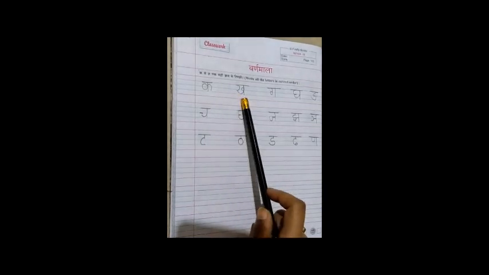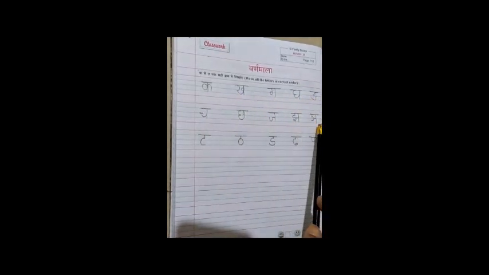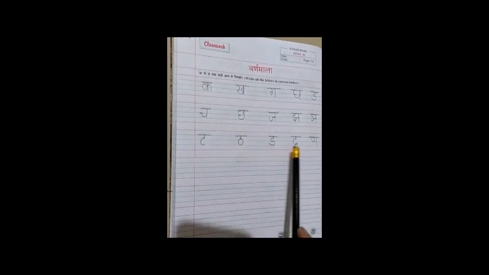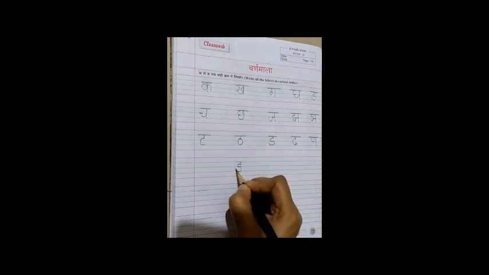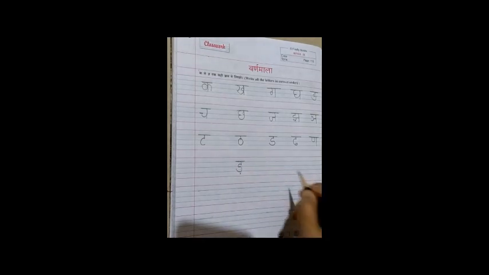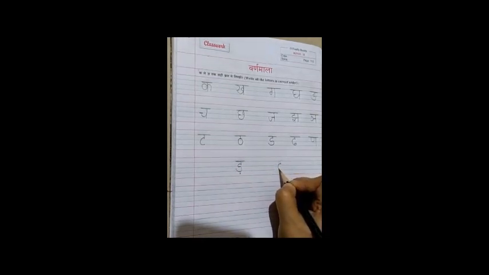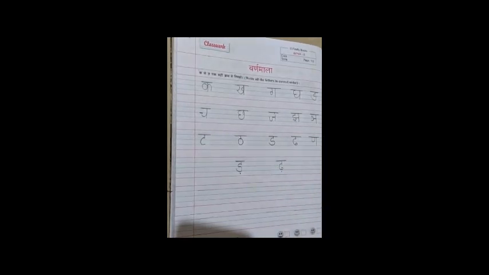So ka, kha, ga, gha, anga. Cha, chha, ja, jha, nya. Ta, tha, da, dha, nya. After that, we have da adha and dha adha. So, da adha is like this way and a dot below and a sleeping line overhead. And dha adha is like this way and a circle and a dot below and a sleeping line overhead. Da se sadak and dha se odhni.